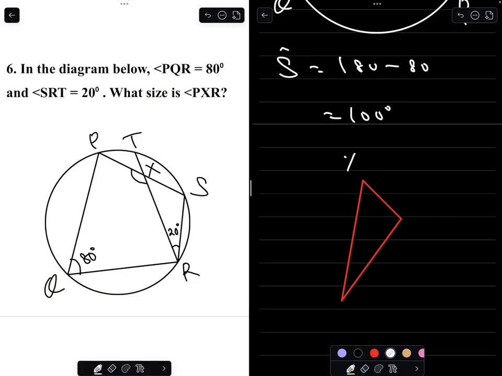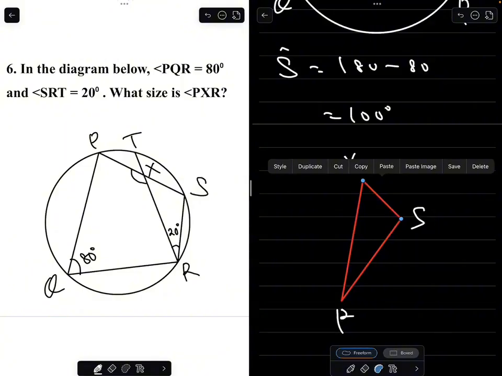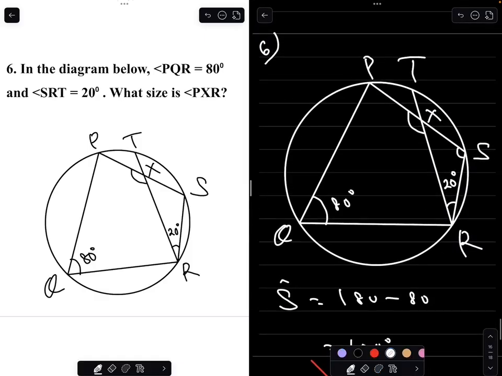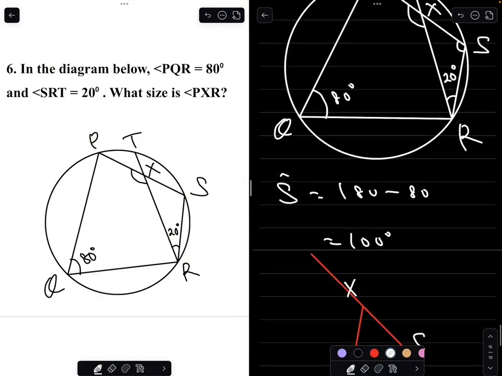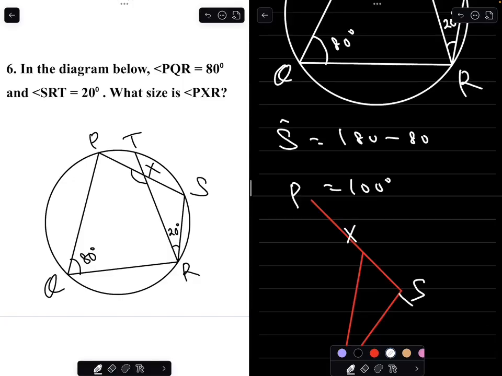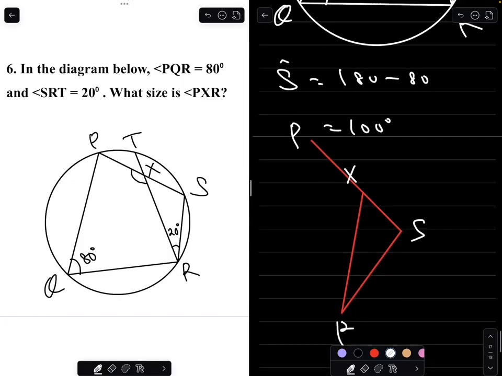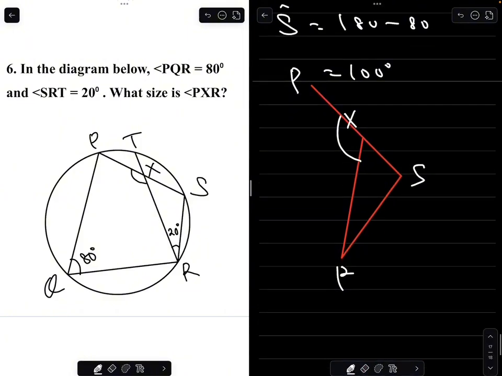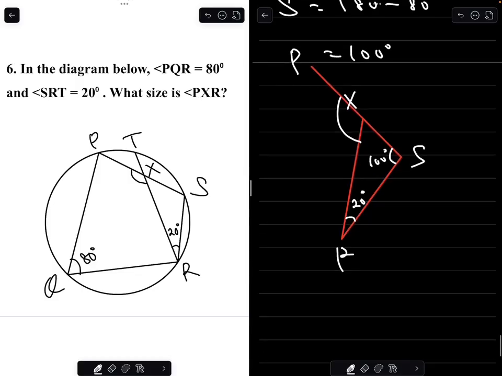Triangle XSR. And this side XS is produced to P. This side SX is produced to P. That means this is an exterior angle and it's going to be equal to the sum of opposite interior angles, which will be this angle plus this angle. And I know that this angle is 20 degrees and this angle is 100 degrees.